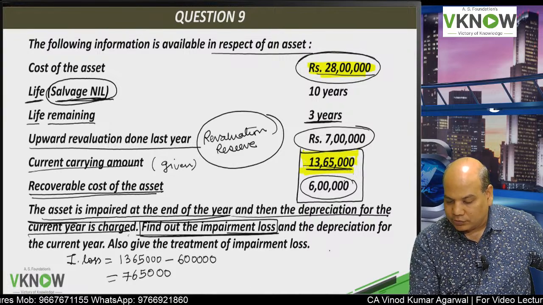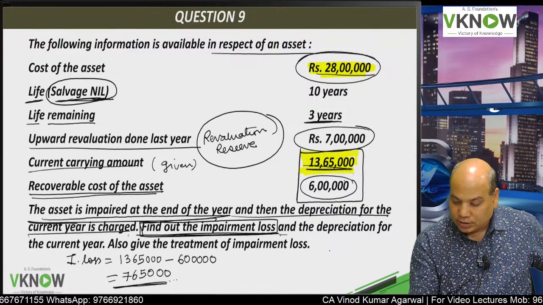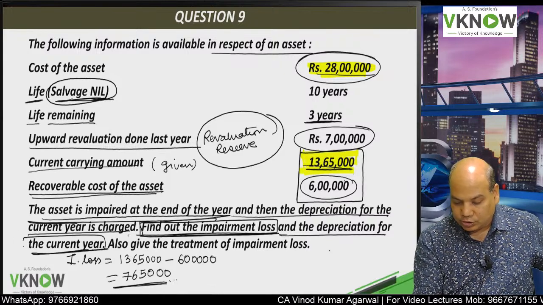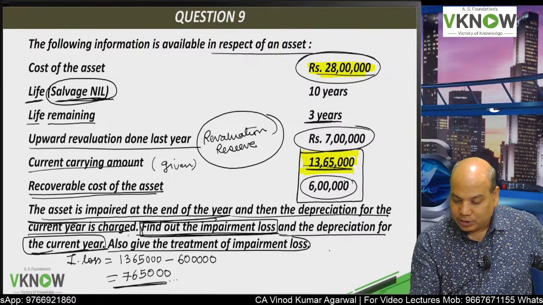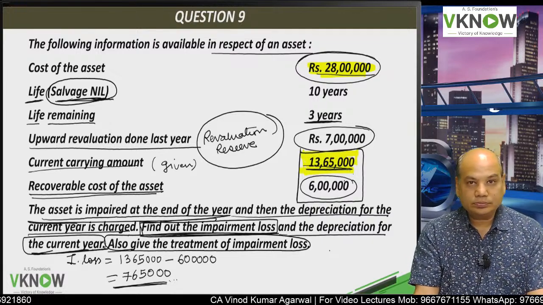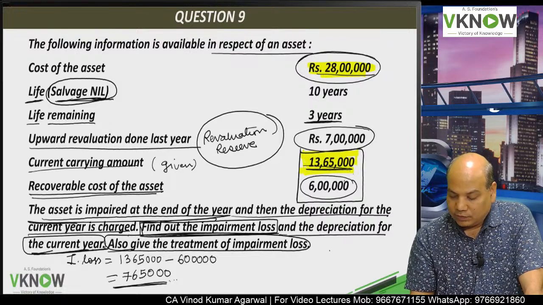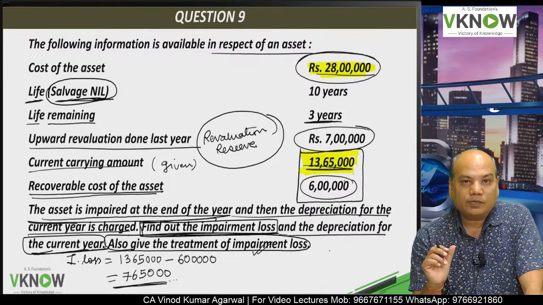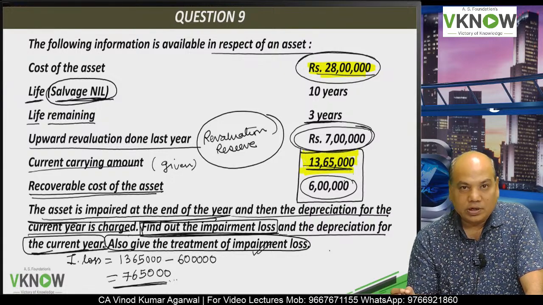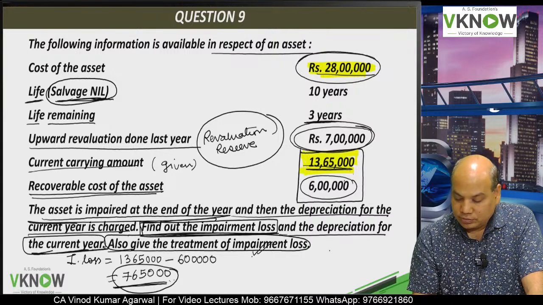The first answer is 7,65,000. Then it says, and the depreciation for the current year. That is the second question. Third question, give the treatment of impairment loss. This question is probably in your study material also. You need to check. First, I will answer this part. Treatment of impairment loss. You have a revaluation reserve of 7 lakh and your impairment loss is 7,65,000.